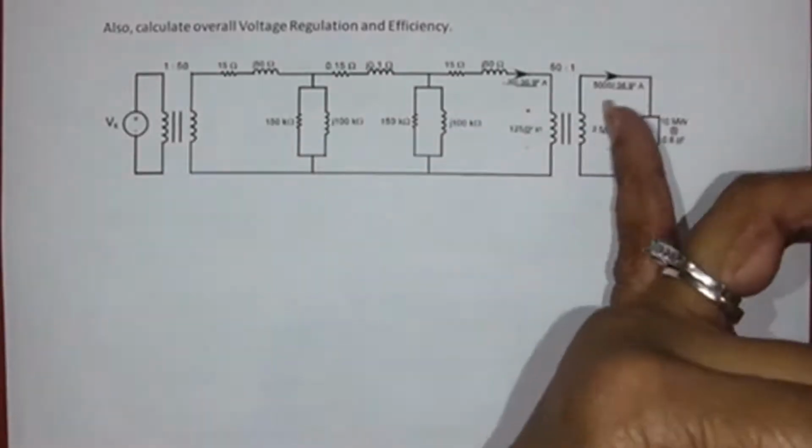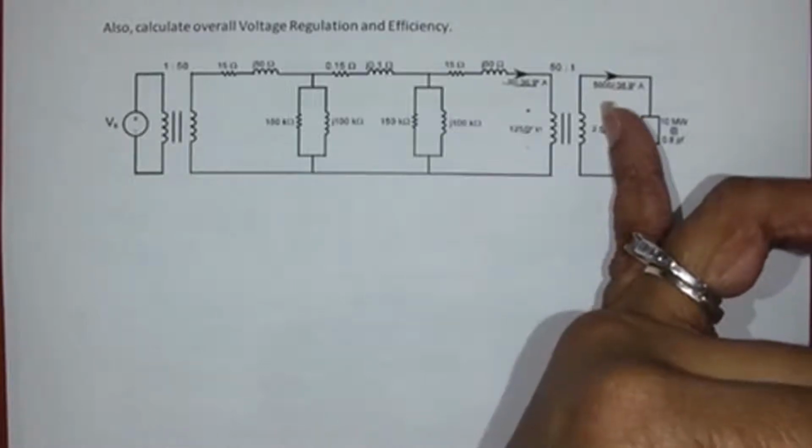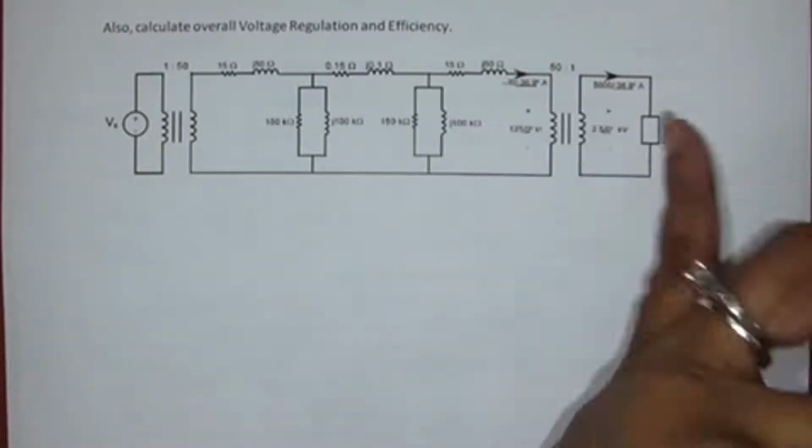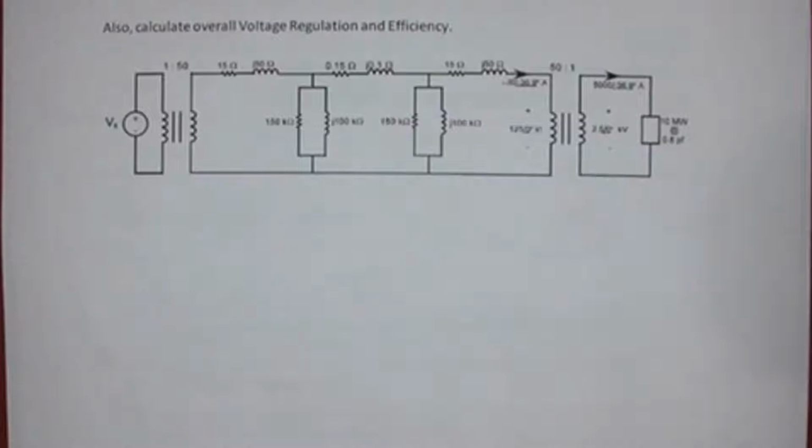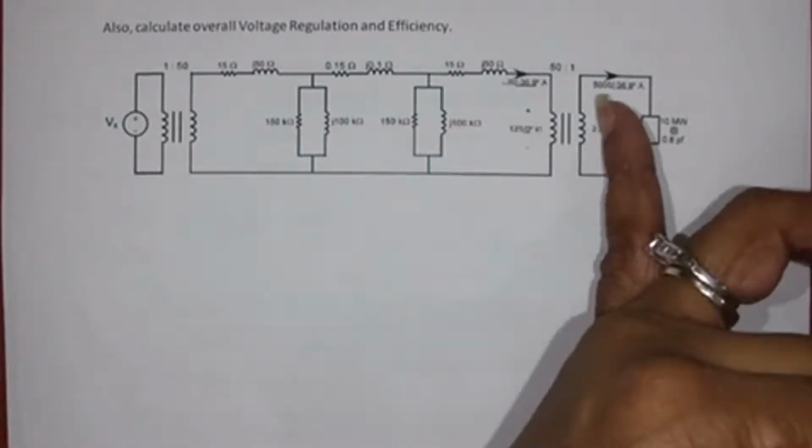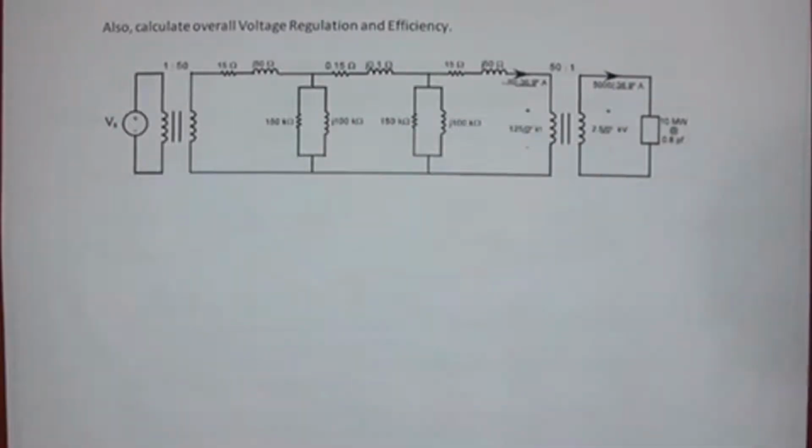We already had found the current before, so that doesn't change. We had done that before. Remember how we found this current? Does anybody remember how we found the current 5,000 with an angle of negative 36.9 degrees?